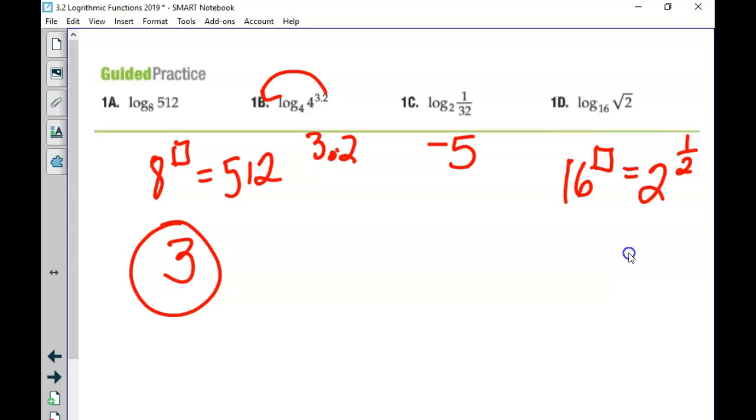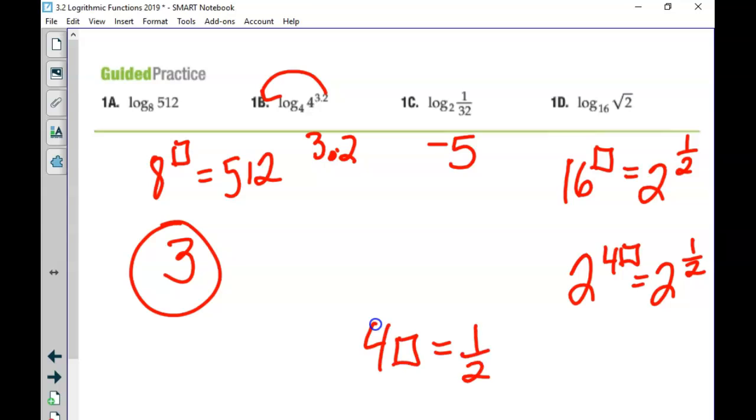2 times 2 is 4, times 2 is 8, times 2 is 16. So this is 2 to the 4 somethings equals 2 to the 1/2. Can you set the exponents equal? So 4 times something is 1/2. 1/8 is right. If we take a fourth of this side to get rid of that, we have 1/8. Yeah, I didn't put that on the quiz. Okay.